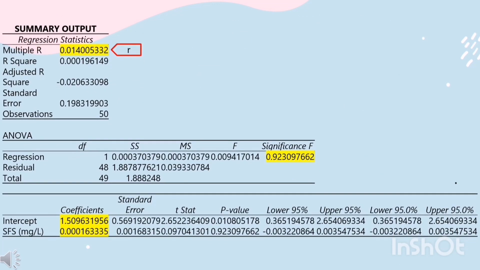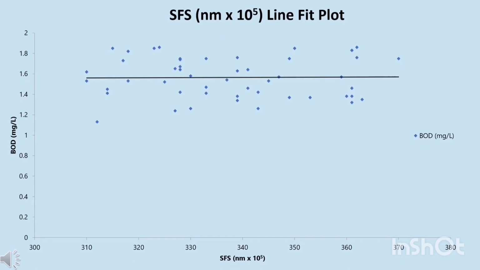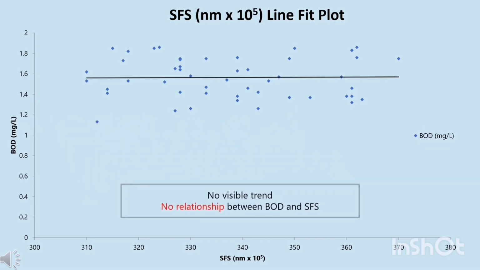This is the summary output obtained from Excel. The numbers that I highlighted will be used later. This is the line fit plot, also obtained from Excel. We can see that the points are scattered in different directions. Thus, we can conclude that there is no relationship between BOD and SFS value.